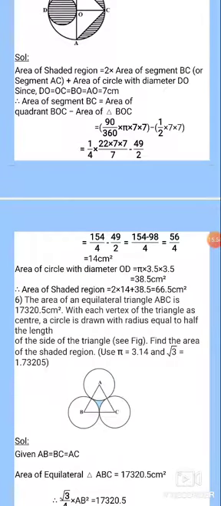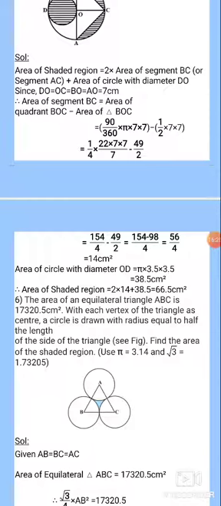The area of an equilateral triangle ABC is 17,320.5 centimeters square. With each vertex of the triangle as center, a circle is drawn with a radius equal to half the length of the side of the triangle. Find the area of the shaded region. So one condition, listen carefully. With each vertex of the triangle as center, a circle is drawn with a radius equal to half the length of the side of the triangle.